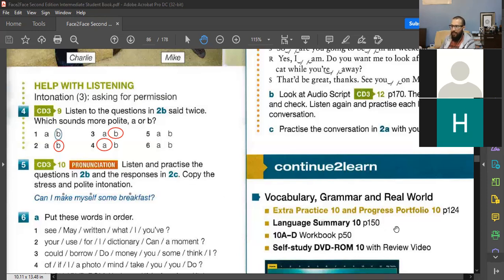5. A. Would you mind if I borrowed your car sometime this week? B. Would you mind if I borrowed your car sometime this week?